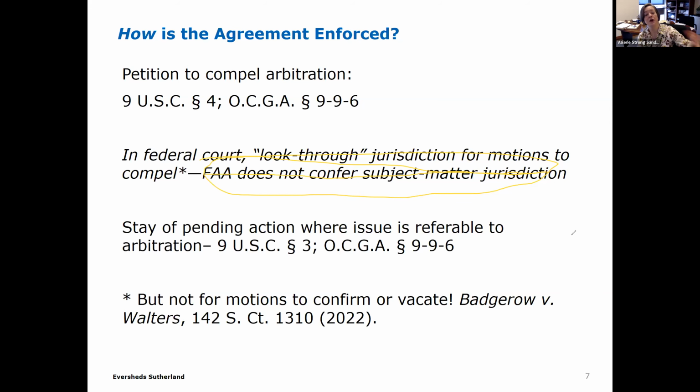So again, at the front end, you're going to plead jurisdiction the usual way. FAA is not your jurisdictional basis. At the back end, you still have to plead jurisdiction the usual way, but you don't have that look through. You don't get to look through to what the underlying argument was about. It's just the dispute about the arbitration agreement itself at that point.